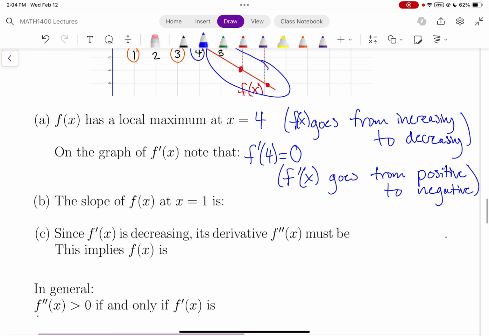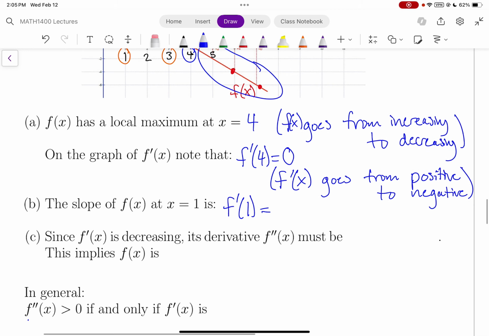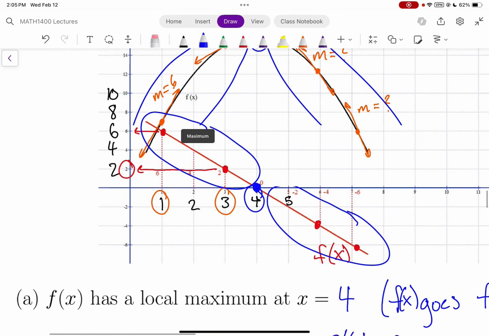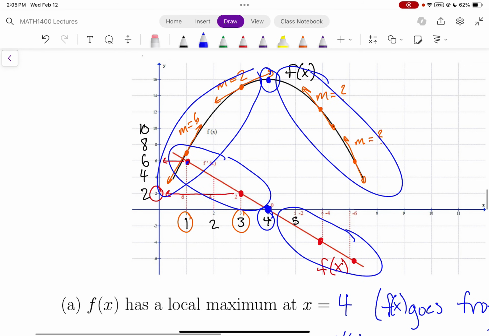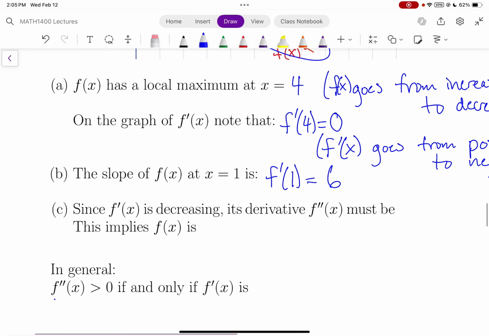Then the slope of f of x at x equals 1 is going to be f prime of 1. That's always what the slope of the function at the x value is: you just plug that x value into the derivative. And so what's f prime of 1? Well, that is this point right here, which is 6. So f prime of 1 is equal to 6.